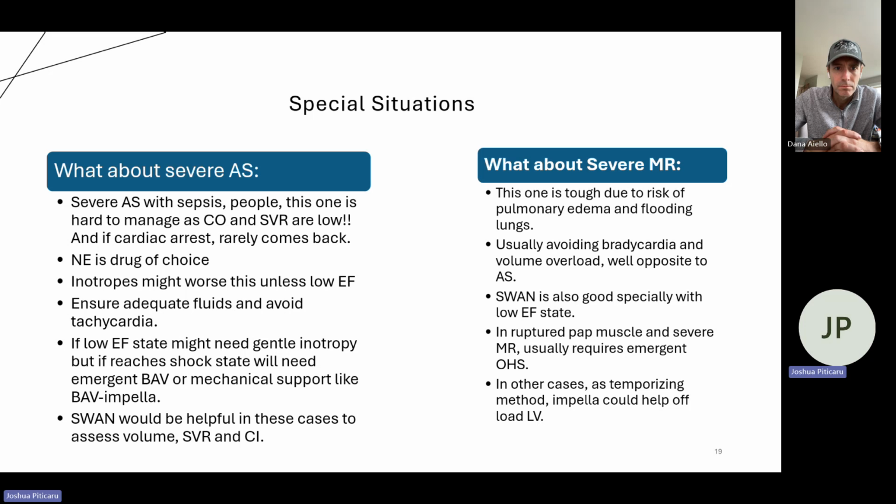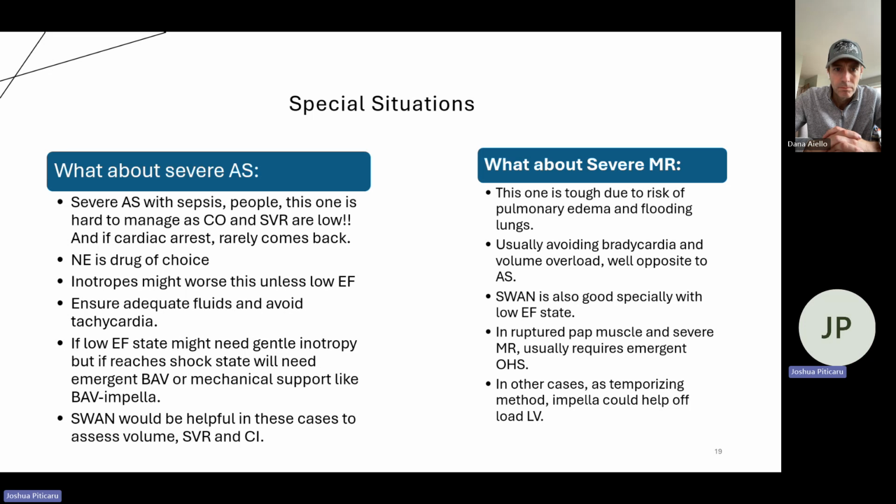That's why it's important to have an echo in people who are getting worse in sepsis. Make sure that they don't have a low EF state or severe valvular disease. Norepinephrine is still a drug of choice in these patients. Inotropes with a normal EF might worsen the gradient of the aortic stenosis. So usually they don't like to have high contractility, unless the EF is very low.